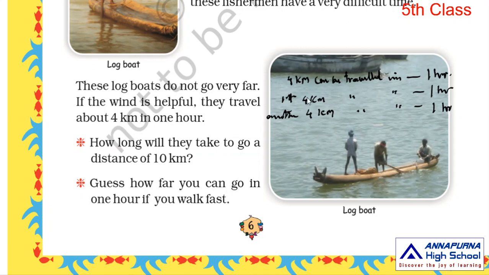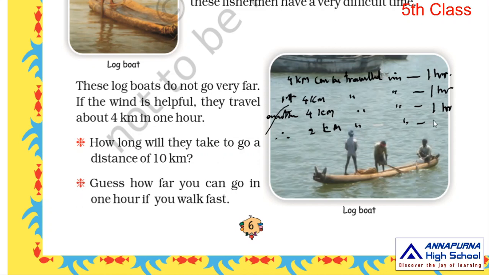So here 4 plus 4, 8 kilometers has been completed. That means 8 kilometers are traveled in 2 hours. So out of this 10, suppose 8 kilometers are completed. What about the remaining 2 kilometers? Can you tell me how many hours? Why? Because 4 kilometers in 1 hour. What is half of 4? 2. Half of 4 is 2.